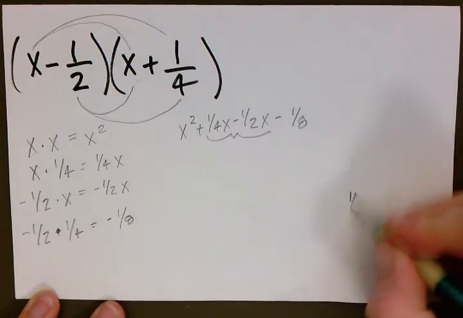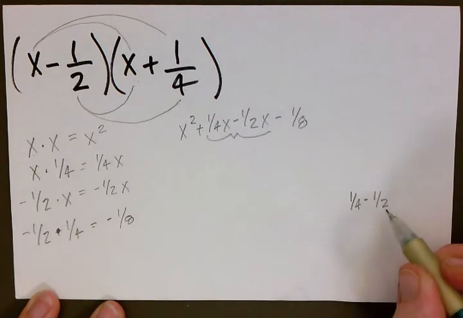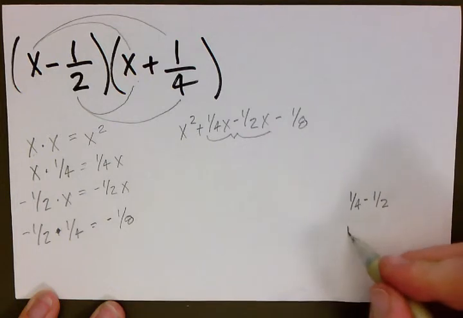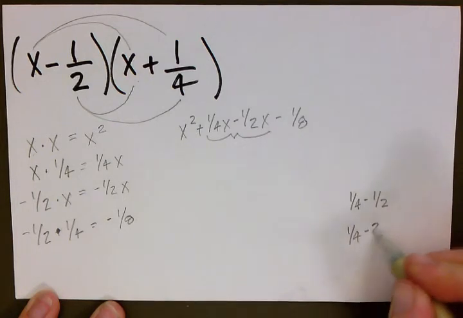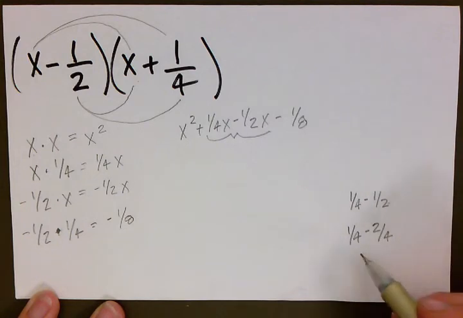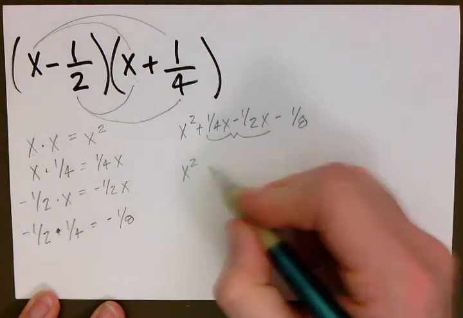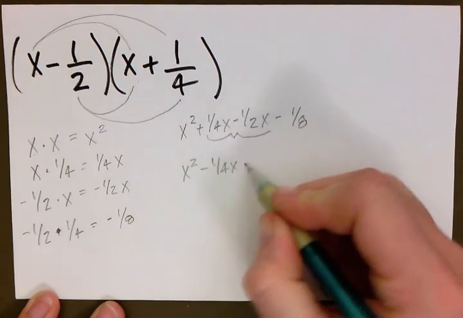We have 1/4 minus 1/2. Remember that when we're subtracting fractions, we need to come up with a common denominator. If we make a common denominator of 4 here, that becomes 1/4 minus 2/4. Then we want to subtract, so 1 minus 2 is negative 1, and that's negative 1/4. So we have x squared minus 1/4 x minus 1/8.